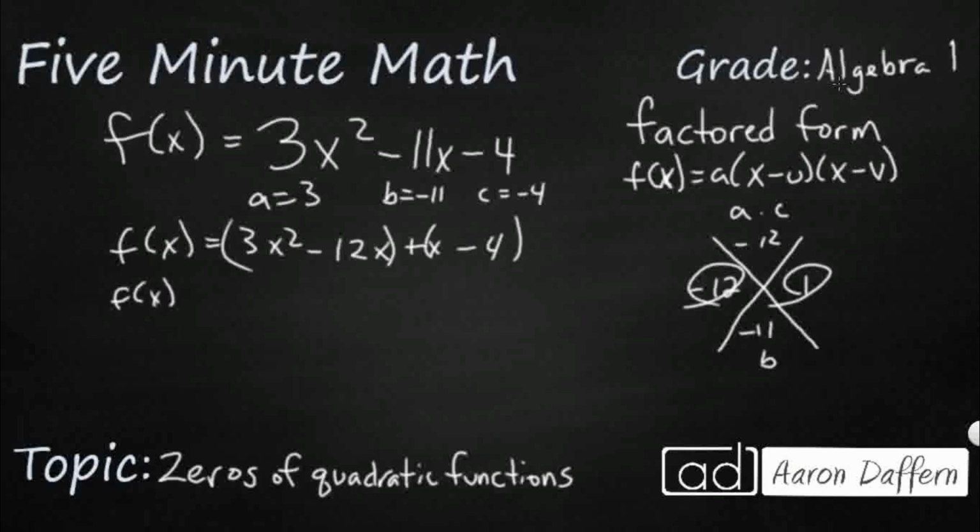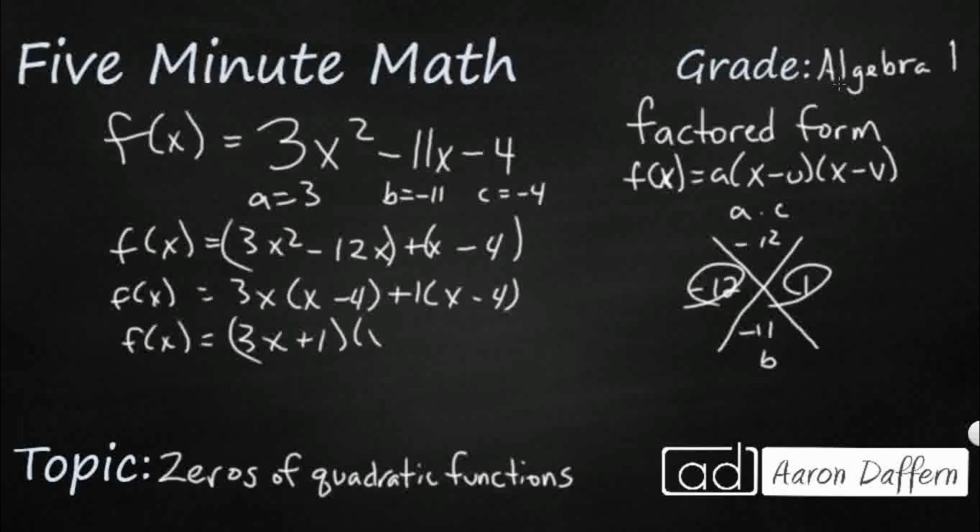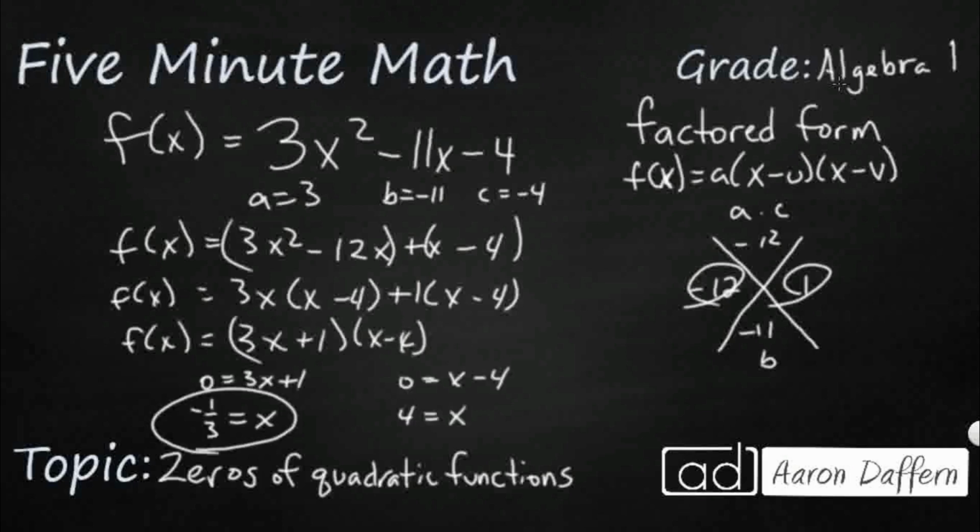So we can take out a 3x. That's going to leave us with an x minus 4. And you know what? I've already got an x minus 4 right there. And so I'm just going to make that a 1 on the outside. So now I can say my factors are 3x plus 1, and then x minus 4. And my zeros are -1/3 and 4.